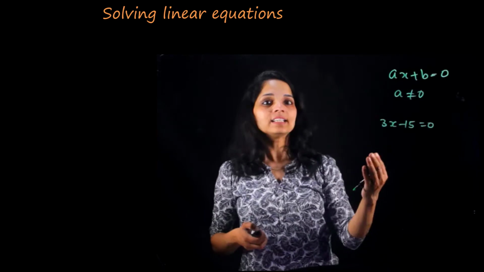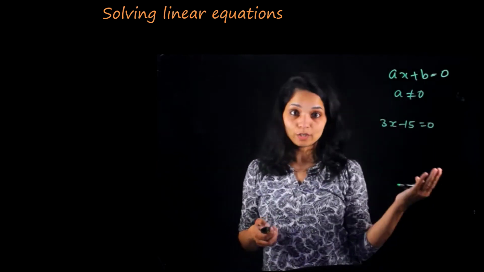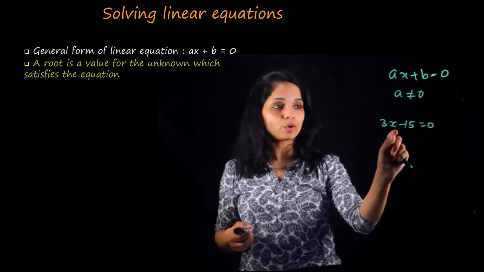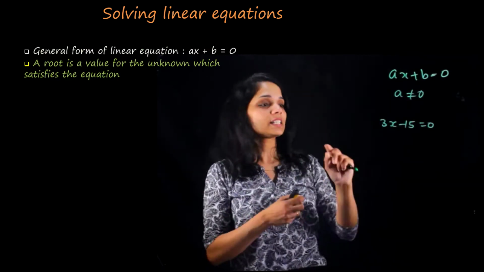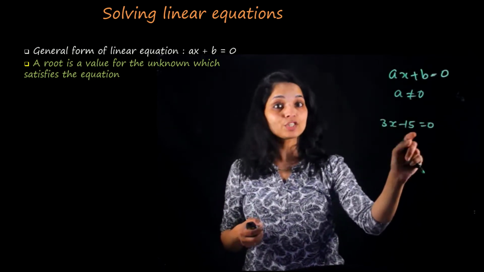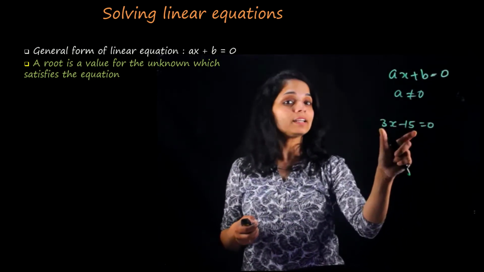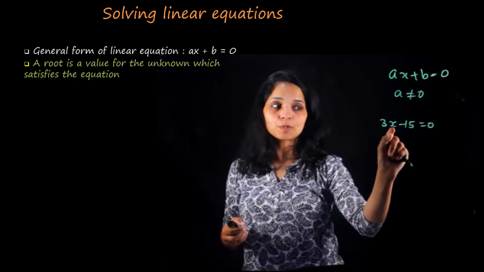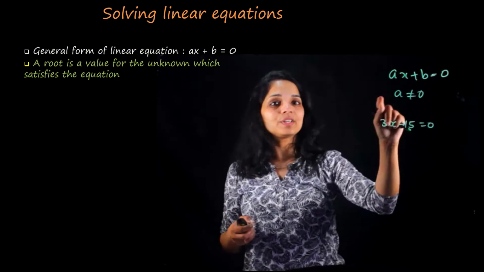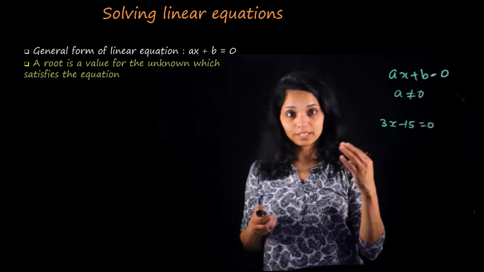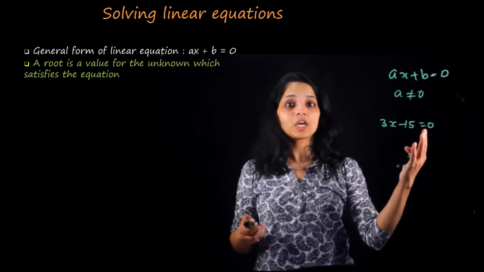So you're finding the solution, or sometimes we call it a root. The root or the solution is the value of the unknown, that's x, which satisfies this equation. That means when you substitute the value of x into this equation, the left hand side equals the right hand side. The right hand side is 0, so substituting the value of x makes the left hand side also equal to 0.